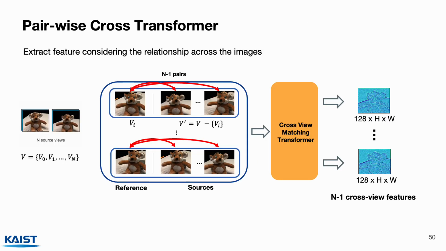So firstly, while baseline methods extract features from each image independently using CNNs, we choose to use a transformer based on cross-attention to take into account the relationships between all the possible input image pairs. This approach allows us to extract features by considering the relationships among all input images.